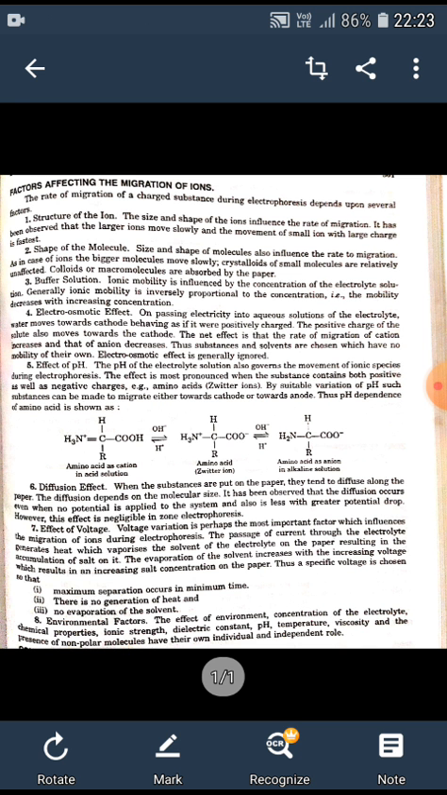Last but not the least are the environmental factors. The effect of environment, concentration of the electrolyte, chemical properties, ionic strength, dielectric constant, pH, temperature, viscosity, and the presence of non-polar molecules also have their independent role.